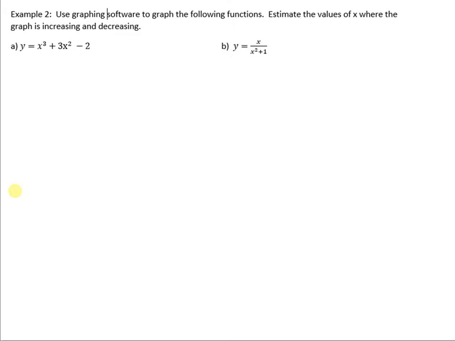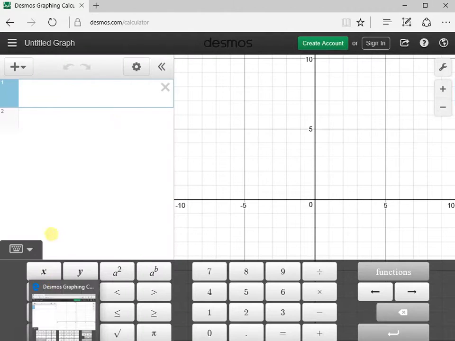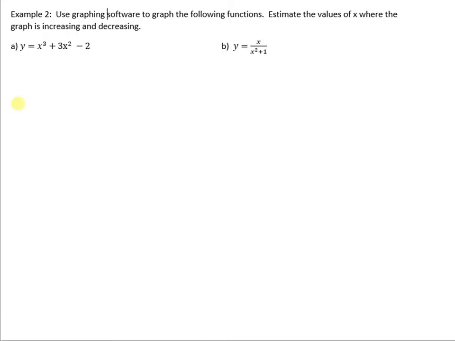The problem asks us to use graphing software to graph the following functions, and then estimate the values of x where the graph is increasing and decreasing. In the meantime, I just typed Desmos into Google and clicked on Desmos, and it popped up. So we're going to take a look at that. Let's start with the function x cubed plus 3x squared minus 2.